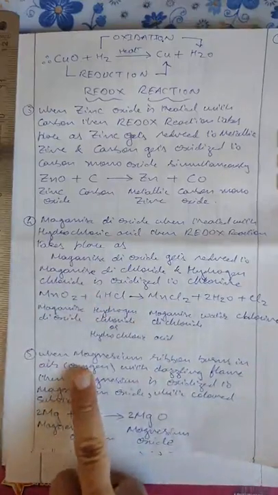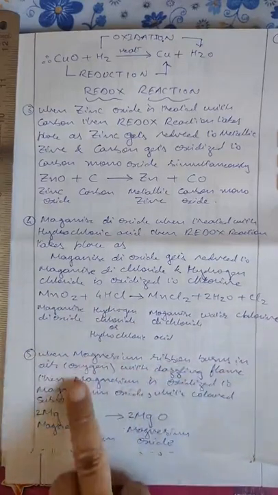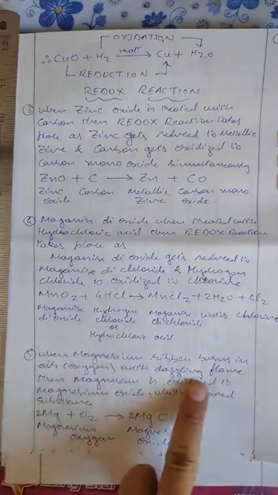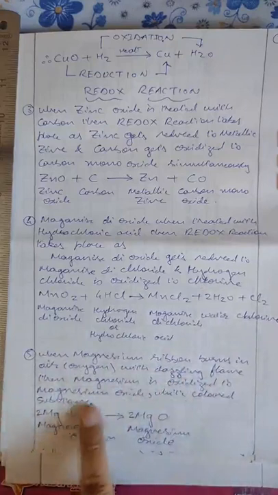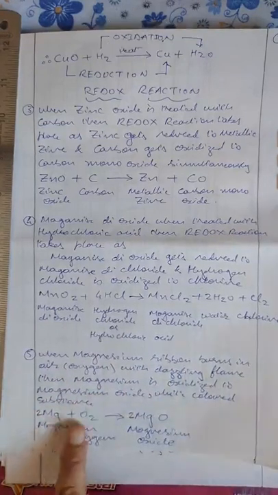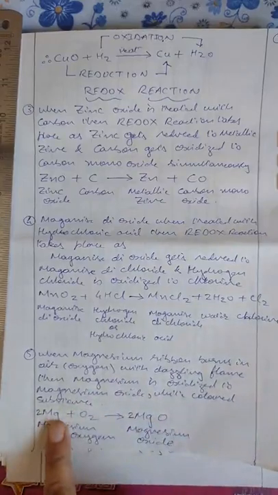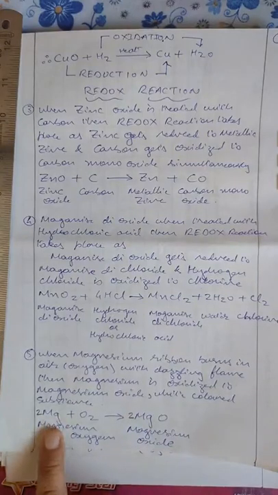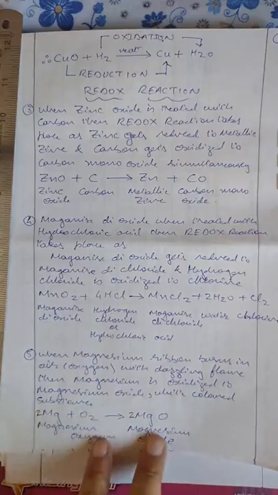Now we have one more example. When magnesium ribbon burns in air or oxygen with a dazzling flame, then magnesium is oxidized to magnesium oxide, a white colored substance. So see this, magnesium plus oxygen will give magnesium oxide. Here oxygen is getting added to the magnesium. That means what is happening? Magnesium is getting oxidized, but there is no other element which is getting reduced, so hence it is only an oxidation reaction. It is not a redox reaction.